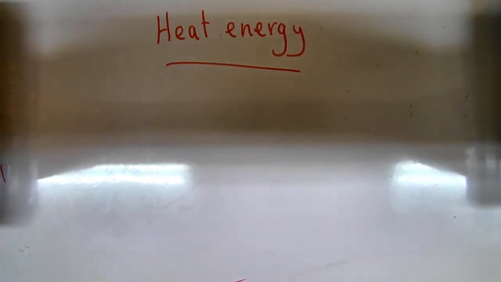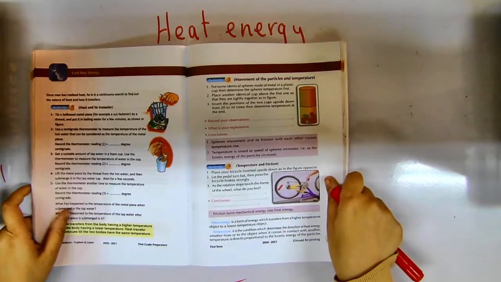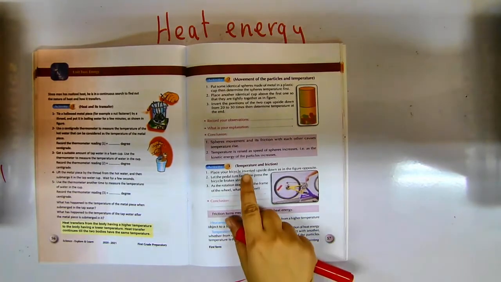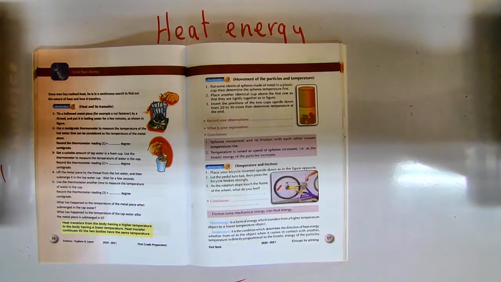Our lesson today is about heat energy. We can get heat from friction and from the sun, changing mechanical energy into heat energy by friction, or we can get heat energy by the sun. And first we are going to talk about an activity to show temperature and friction.